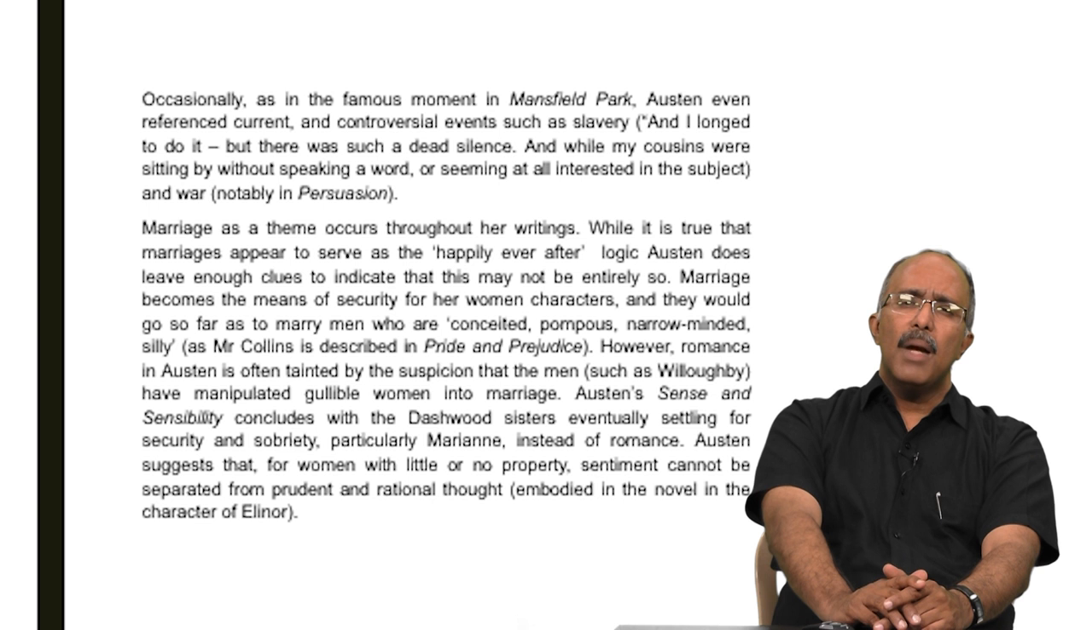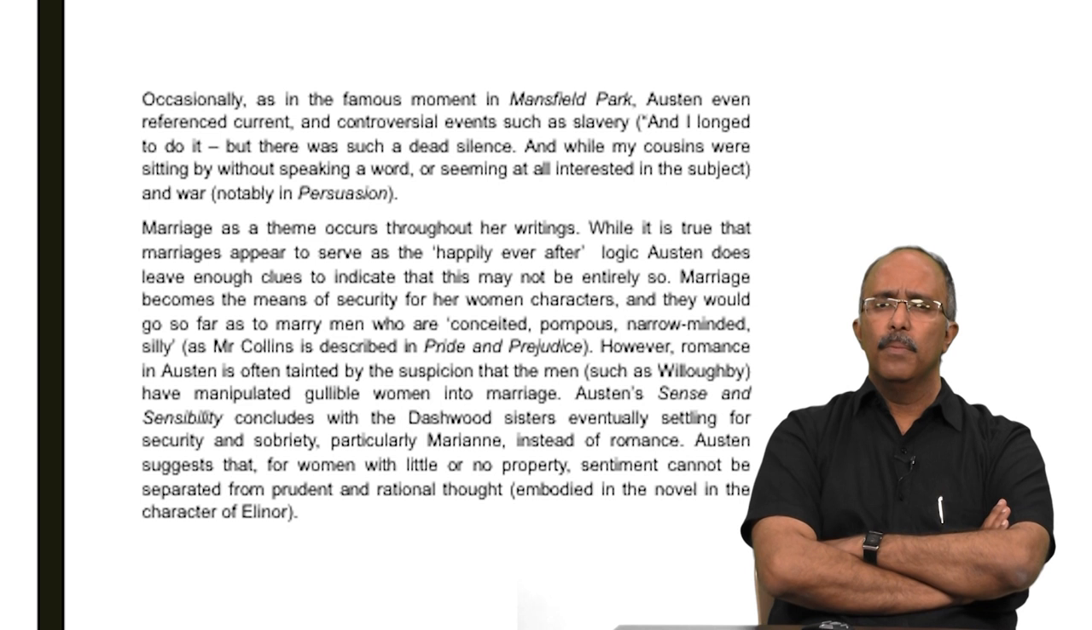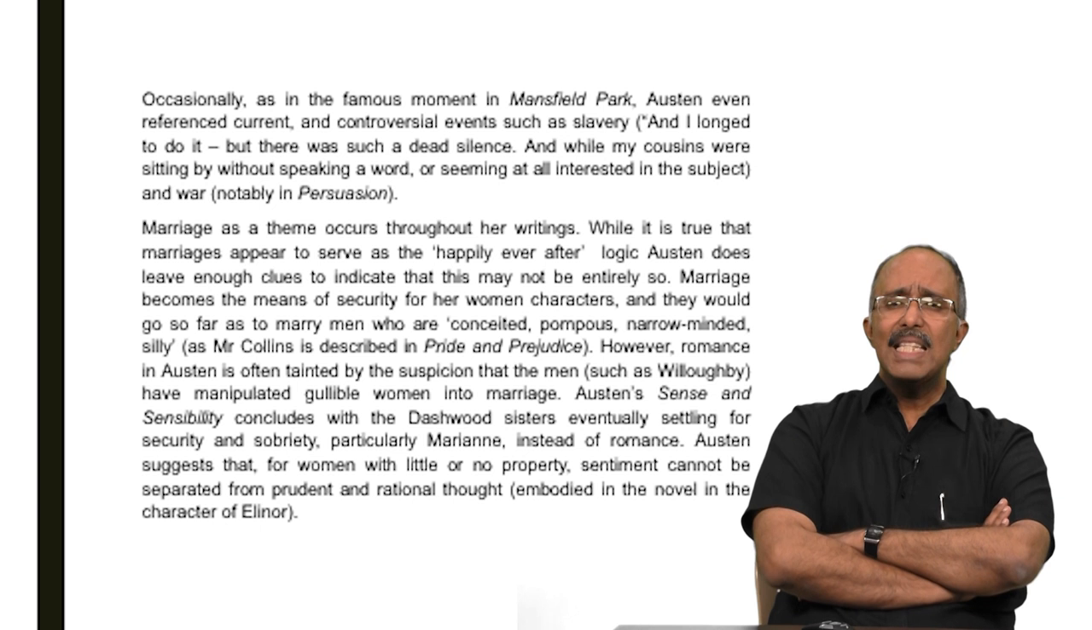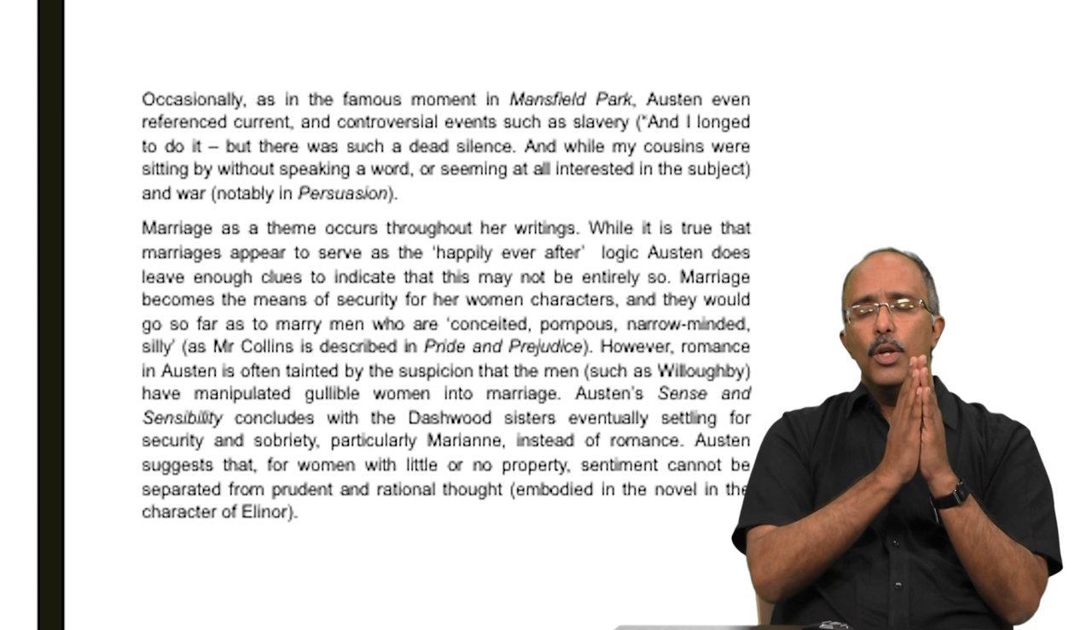Now, marriage as a theme occurs throughout her writings. Now, while it's true that marriages appear to serve as the happily ever after logic, Jane Austen does leave enough clues to indicate that this may not be entirely true. Sometimes women get married to men who are, and this is Mr. Collins's description in Pride and Prejudice, conceited, pompous, narrow-minded, silly. And there is a suspicion that Willoughby has manipulated gullible women into marriage. Jane Austen's Sense and Sensibility concludes with the Dashwood sisters eventually settling for security and sobriety, particularly Marianne, instead of romance. That is, you move away from frivolous, flirtatious romance to stability.